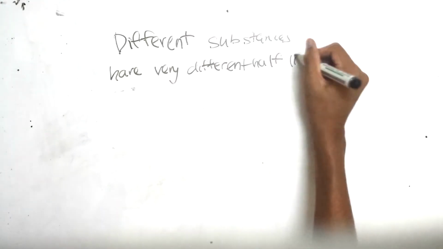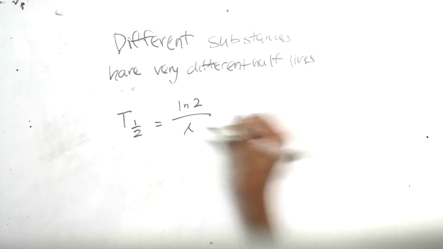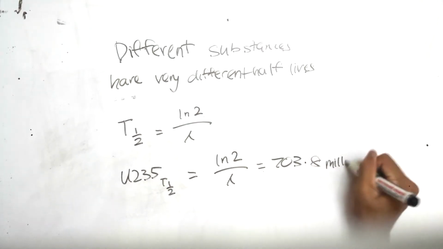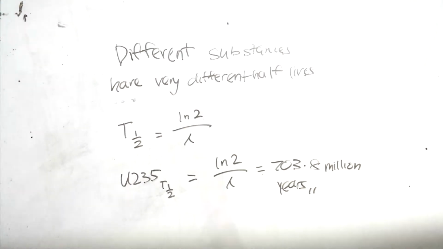Different substances have different half-lives, and it is calculated using the formula T equals ln 2 divided by lambda. So using this formula, we can find out that the half-life of uranium-235 is 703.8 million years.